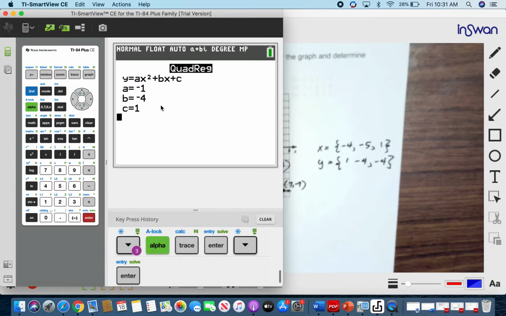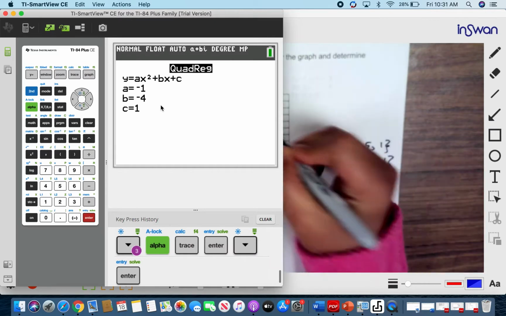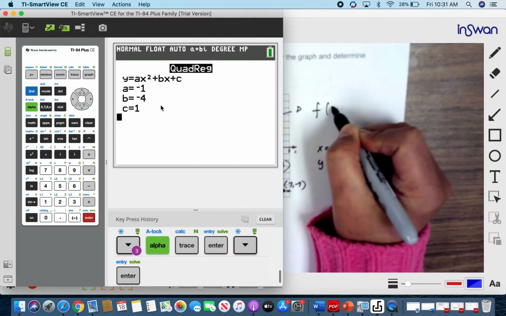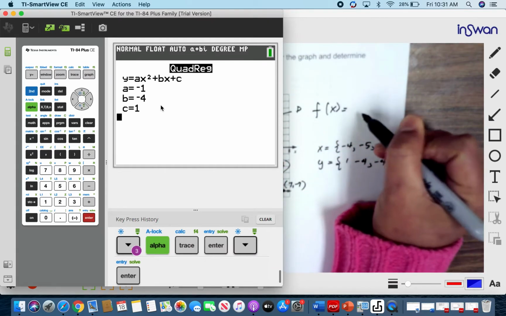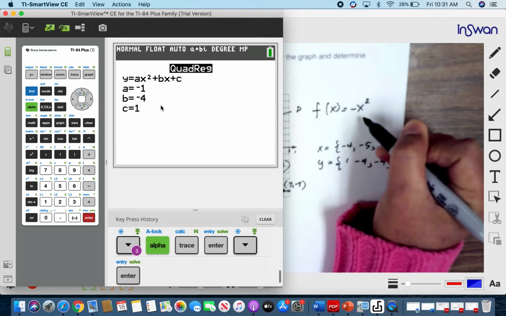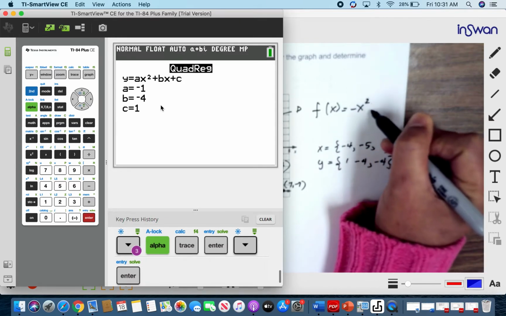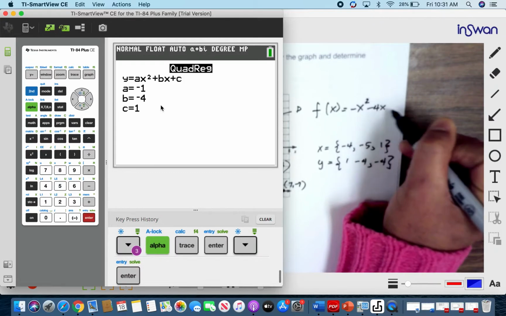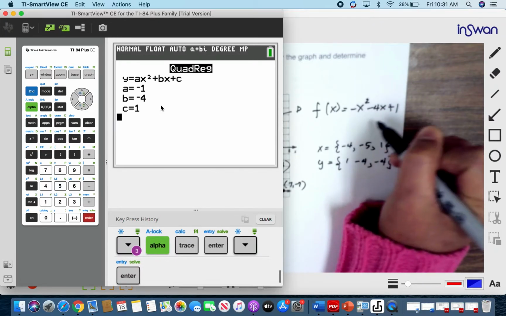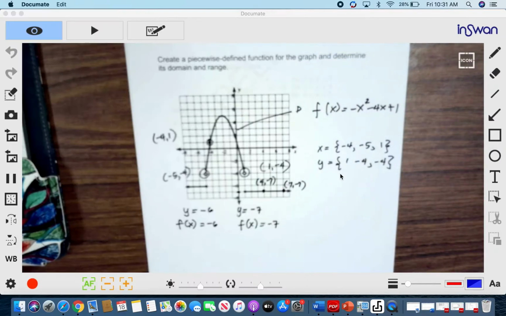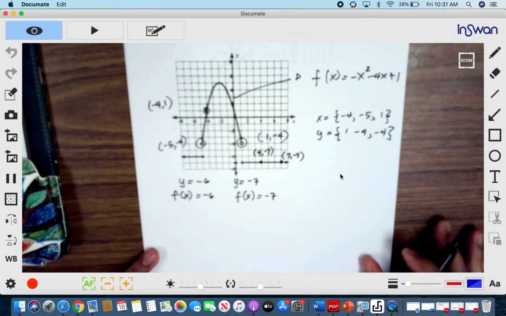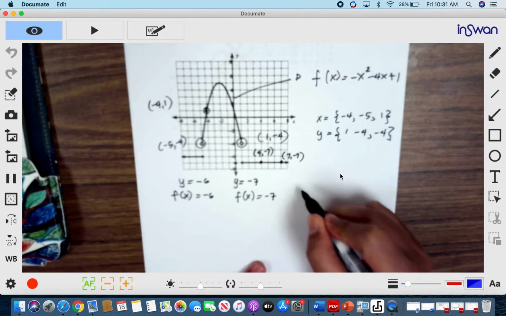Alright, so that means the equation for this quadratic is f of x equals -x² because your a is -1. You don't need to write it. -4x plus 1. So that's the equation for our third function. So now we are ready to write our piecewise. So what is our piecewise for this?